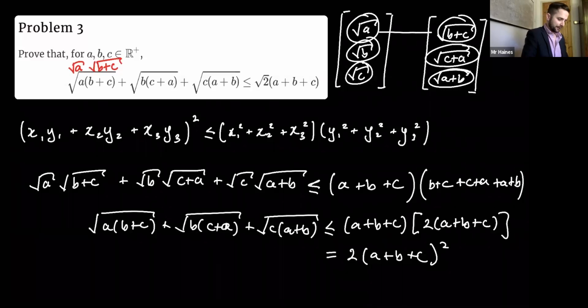Don't I square the left side? I do square the left side. Well spotted. Yes, I do square the left side. And that is why we end up with root 2 here. So after square rooting, yes, we've got A times B plus C.